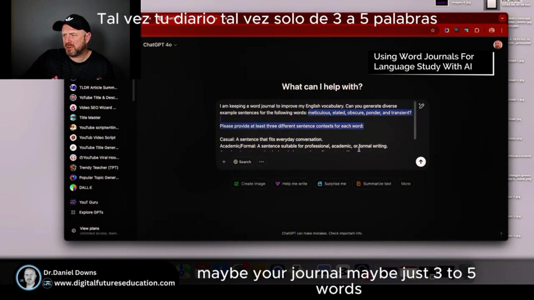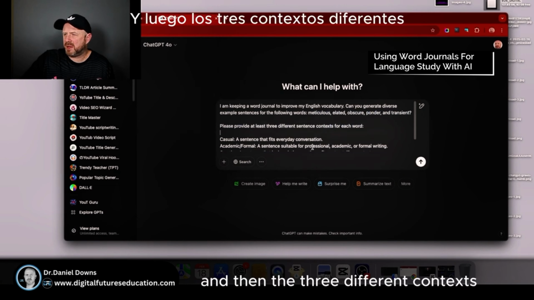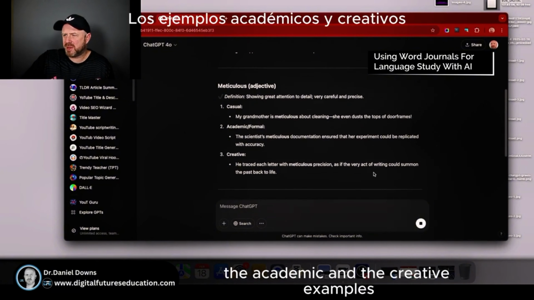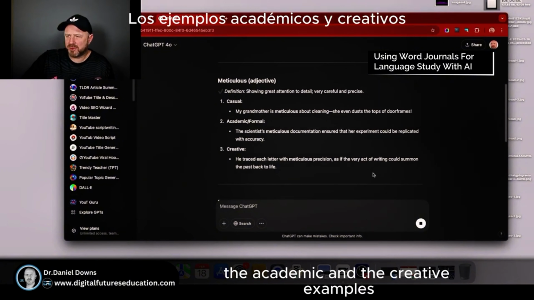So this is a prompt that you would use for a group of words that you are looking to add to maybe your journal, maybe just 3 to 5 words, and then the 3 different contexts and additional information. So we have meticulous, we've got the casual, the academic, and the creative examples.